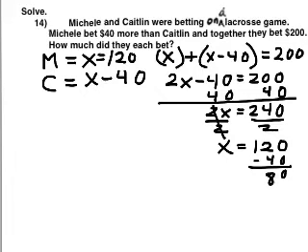So Caitlin bet $80. And if we add them both together, together they bet 200. Does 120 plus 80 equal 200? Yes, it does. All right, that's one way to do it.